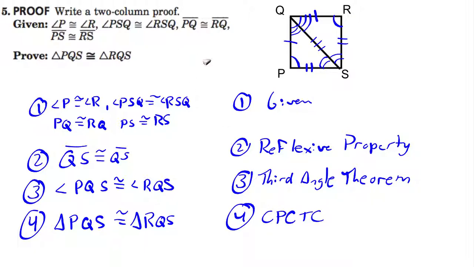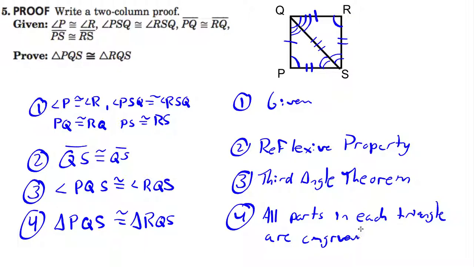Actually, I don't know if I want to say CPCTC. That's not great. We'll use that later on. But here we could say that all parts in each triangle are congruent to each other. Which may be CPCTC, but we can write it like this. But if that makes sense, hopefully it does.